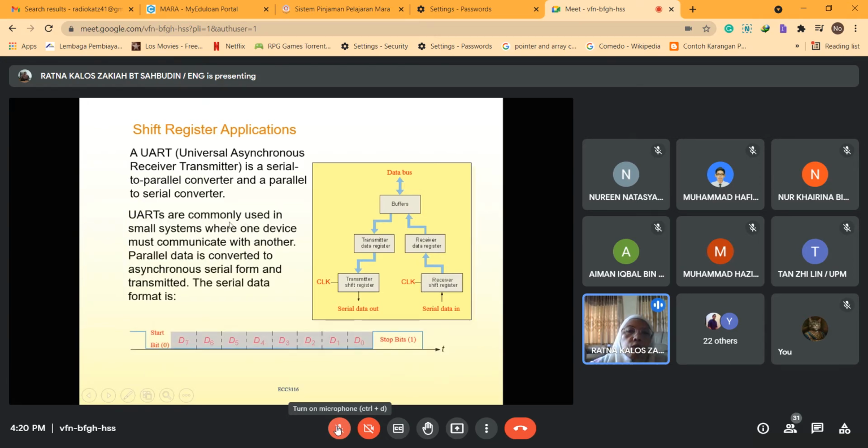UARTs are commonly used in small systems where one device must communicate with another. Parallel data is converted to asynchronous serial form and transmitted. The serial data format, you can see this is serial data where D0 goes in, and the data must always have a start bit and a stop bit. The stop bit is to differentiate between one signal and another signal, otherwise they may overlap, right? So you must have time. This is called the stop bit.